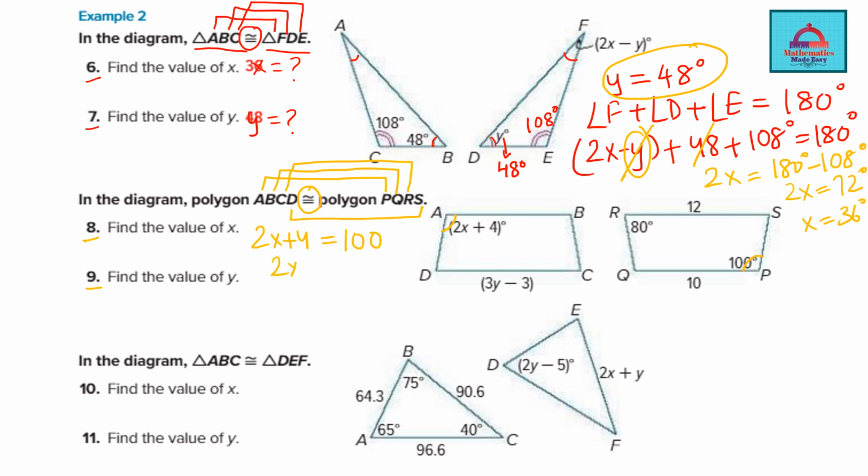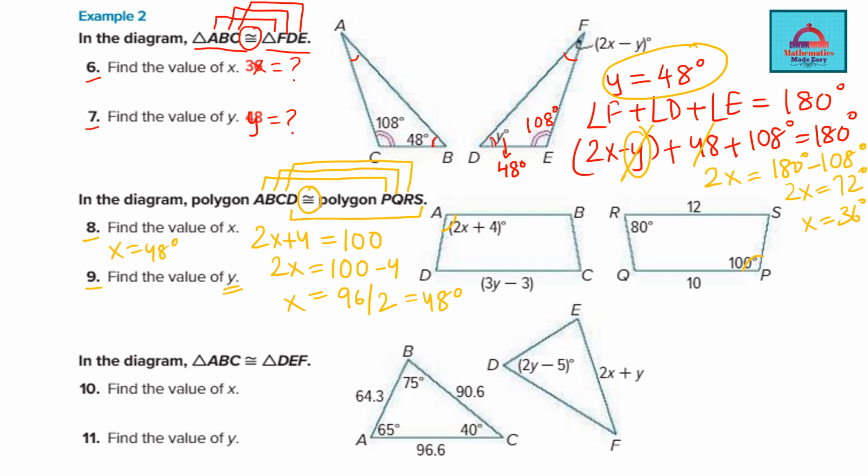Let's calculate x from here. 4 goes on the other side, changes sign. So 100 minus 4 is going to give you 96. Divided by 2 is going to give you the value of x. So here we have 96 divided by 2 as 48. So the value of x is going to be 48 degrees. So we have got our x.